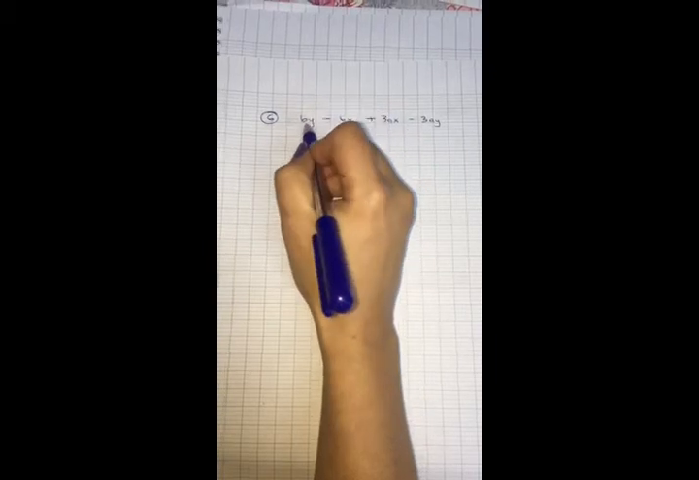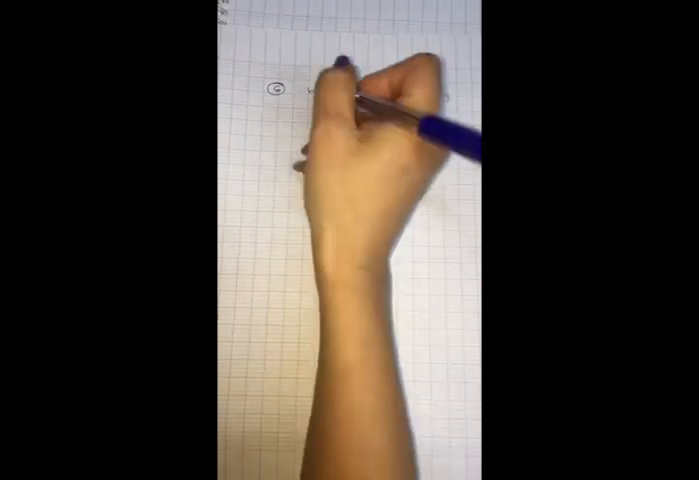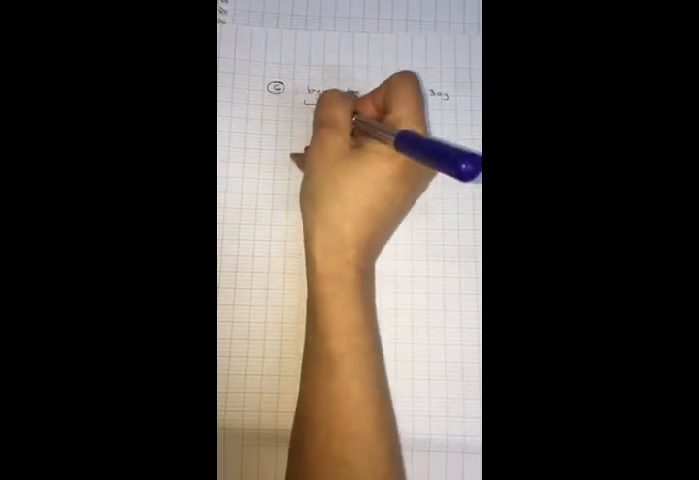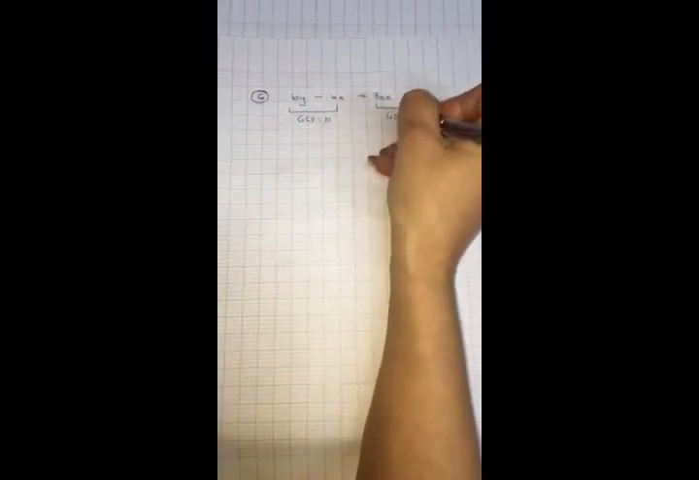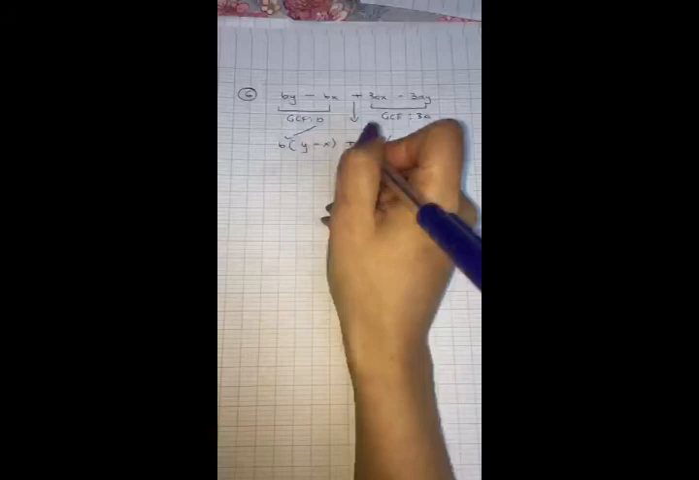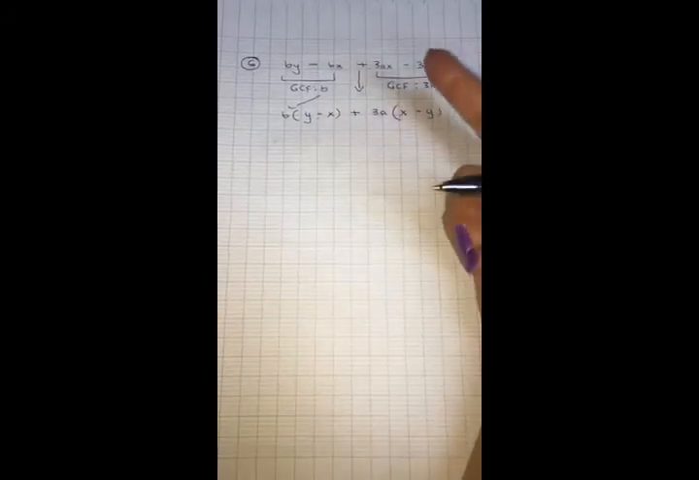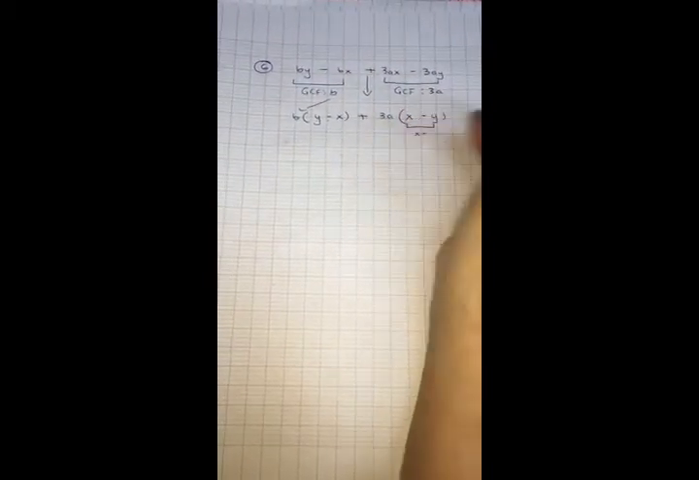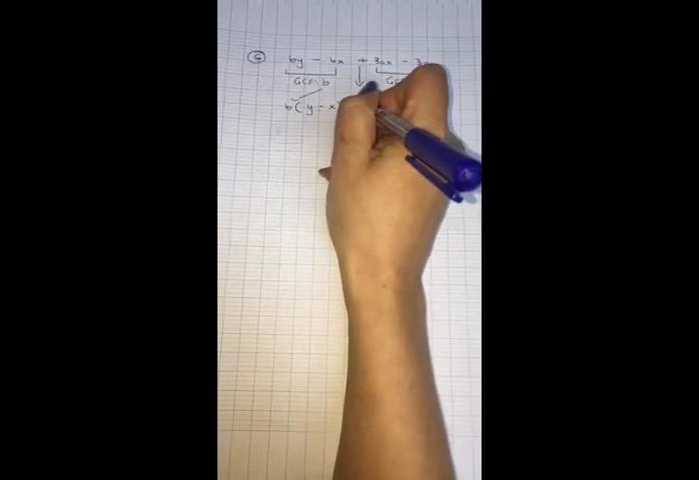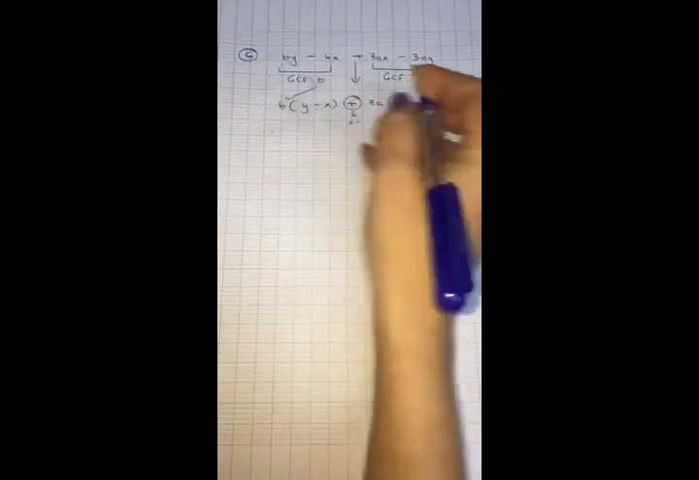Our last example is by minus bx plus 3ax minus 3ay. I'm not going to move the terms around. What's common between both of these? It's the GCF of b. What's common between these is the GCF of 3. Now I have to do a change of sign. When I do a change of sign, I have to do two changes of sign. One for a parenthesis times a negative, and one for the sign outside my parenthesis times a negative.